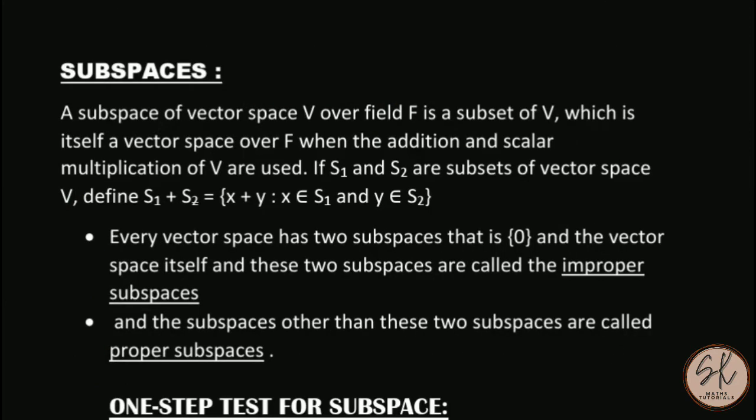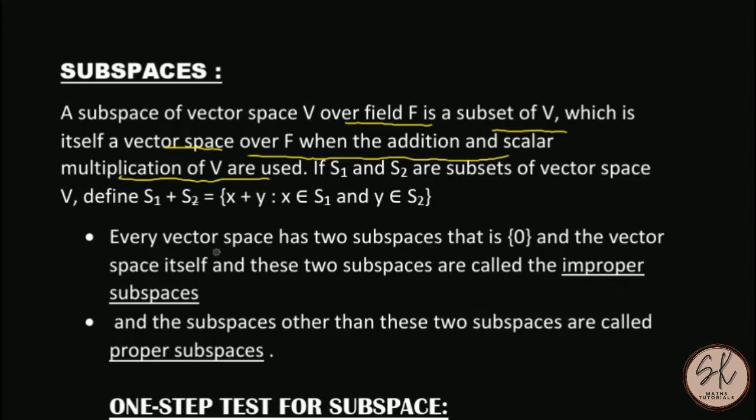Next, what is a subspace? A subspace of a vector space V over the field F is a subset of V which is itself a vector space over F when the addition and scalar multiplication of V are used. That means a subspace of a vector space V should satisfy all the properties of a vector space, that is, all those 10 properties. If all those 10 properties are satisfied by a subset of V, then that is called a subspace.